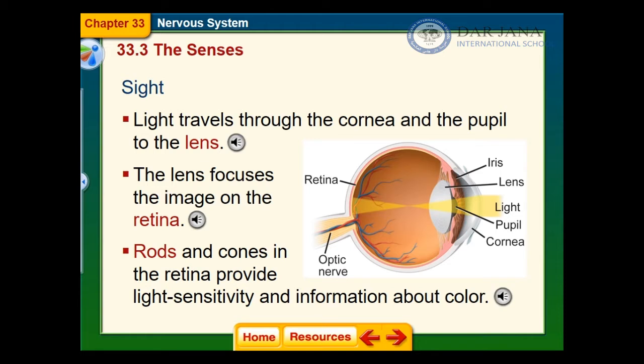Here we have the structure of the eye. A transverse section of the eye showing us the different structures that are found in the eye. Let's start from zero. From outside, light, the reflection of light, the object that reflects light.